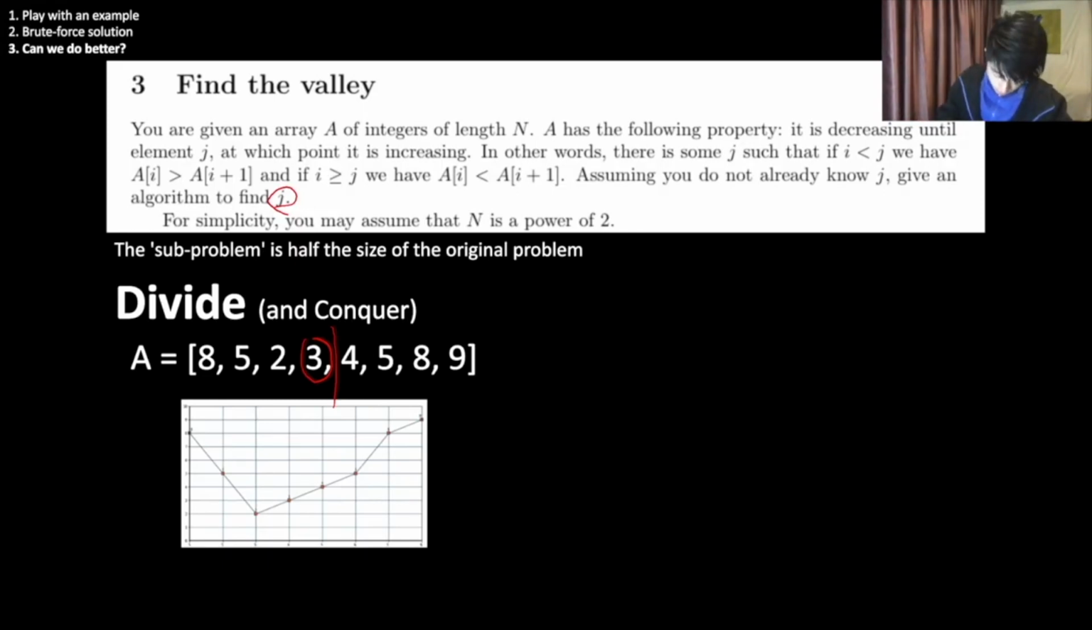Looking at our example, we can see that the value happens at 2. So this is 1, 2, 3, 6, 7, 8. Okay, it happens at index 3 if we're one indexing.